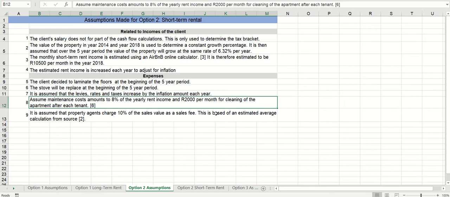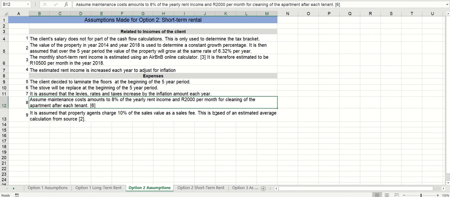For our second option, furnishing the apartment and short-term renting it, our model is as follows. First, we made some key assumptions to note. The key assumption here is that we estimated our rent income using an Airbnb online calculator. Using the results from this calculator, we estimated the monthly income to be 10,500 Rand per month, which then escalates by inflation each year.